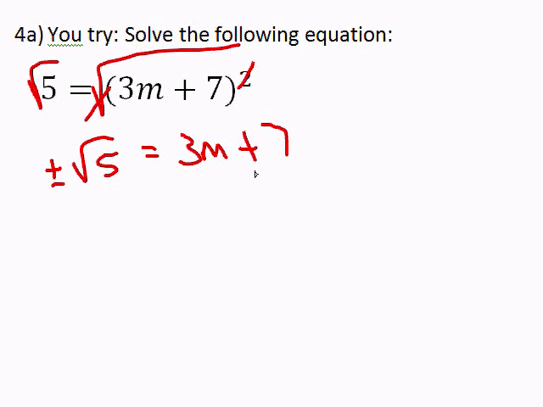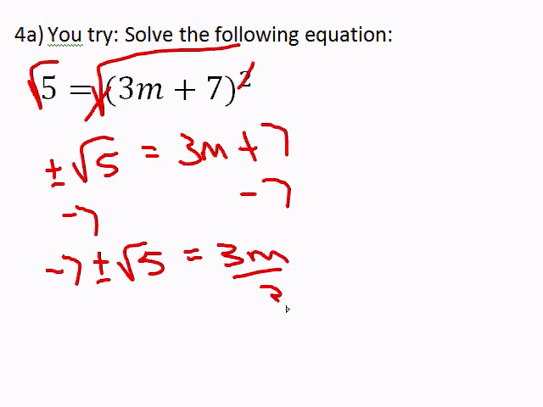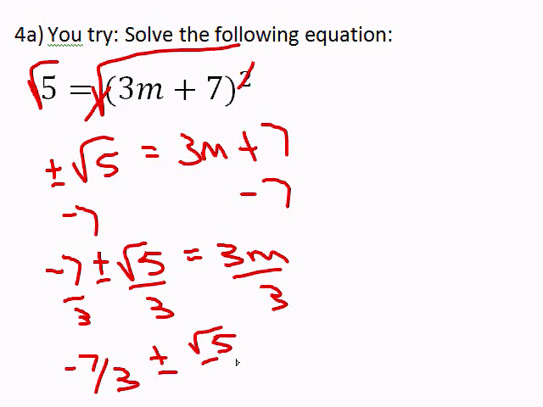We need to get rid of the 3 and the 7, so we subtract 7 first. Since I cannot combine the 7 and the 5, I have to rewrite it. Negative 7 plus or minus the square root of 5 is equal to 3m. To get rid of the 3, I divide all terms on both sides by 3, giving us our final answer, negative 7/3 plus or minus the square root of 5 over 3.